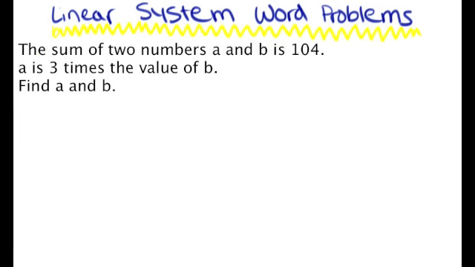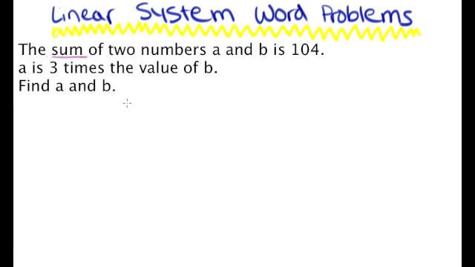This video is about linear system word problems. So we're going to use the methods we learned in the past 4 videos and apply them to solve word problems. So let's look at this first word problem we have here. It says the sum of two numbers A and B is 104, and A is 3 times the value of B. So we're going to write two equations here since we have two variables. If we read the first sentence, that is going to be one equation, and the second sentence is going to be another equation.